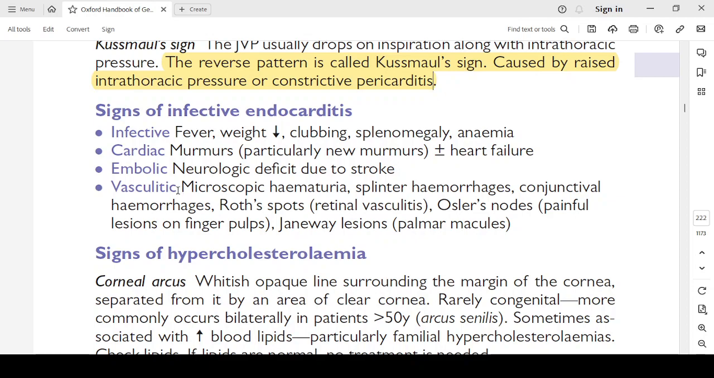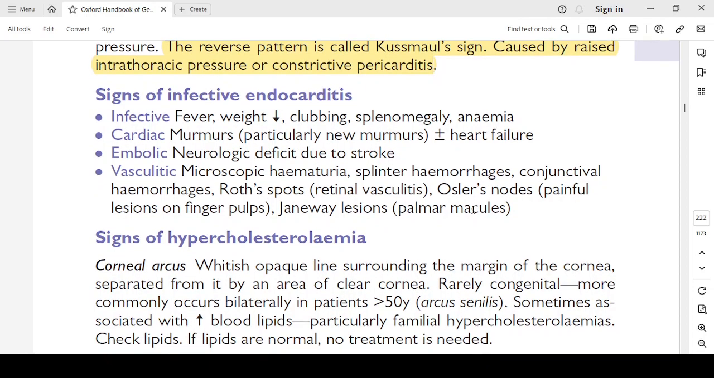Vasculitic signs: microscopic hematuria, splinter hemorrhages under your nails, conjunctival hemorrhages, Roth spots, retinal vasculitis, Osler nodes, painful lesions on the finger pulps. Osler nodes are painful lesions on the finger pulps, at the corners of your fingers. But Janeway lesions are palmar macules, seen in the palm.